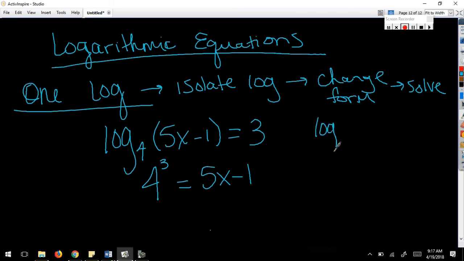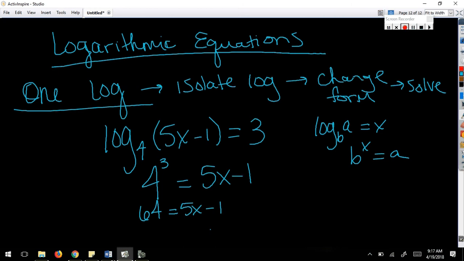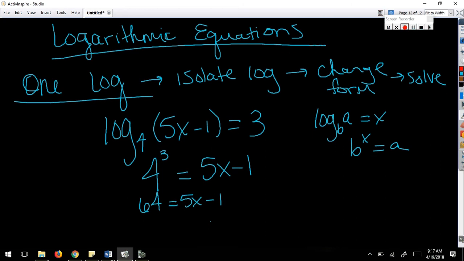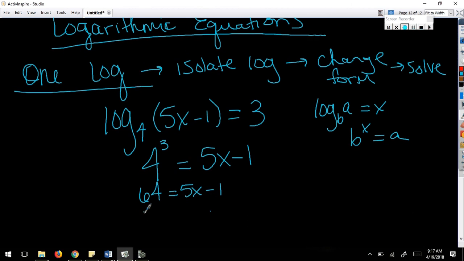Can you work just this one out real fast? Log base b of a equals x is the same thing as b to the x equals a. So now as I work this, 4 to the third is 64. Add 1. Notice that moves so incredibly slow. 65 equals 5x, and whenever I divide by 5, I get 13. Easy? Kind of.